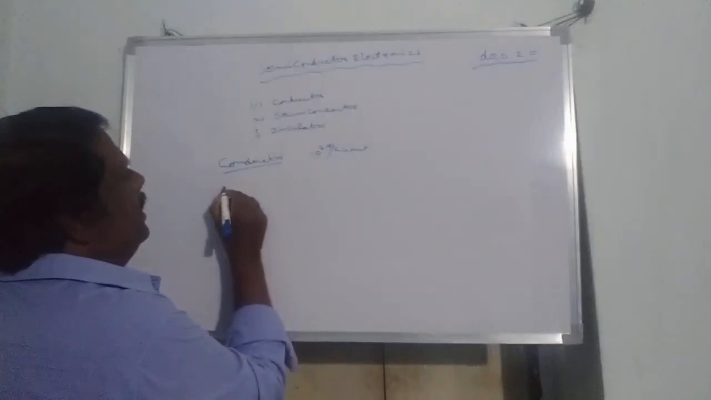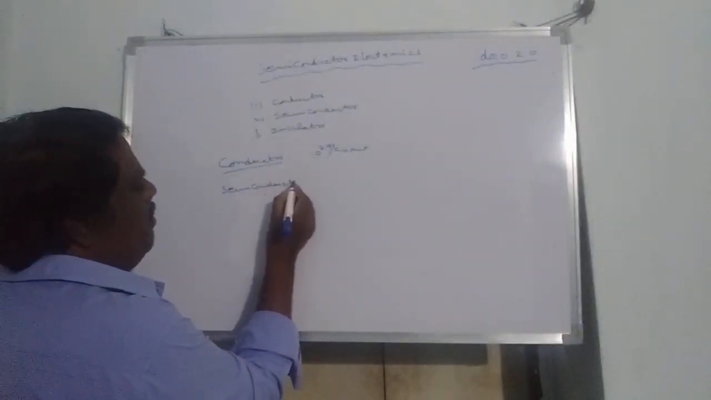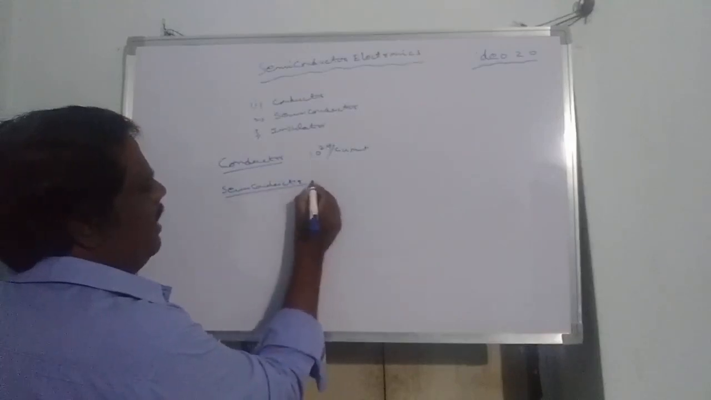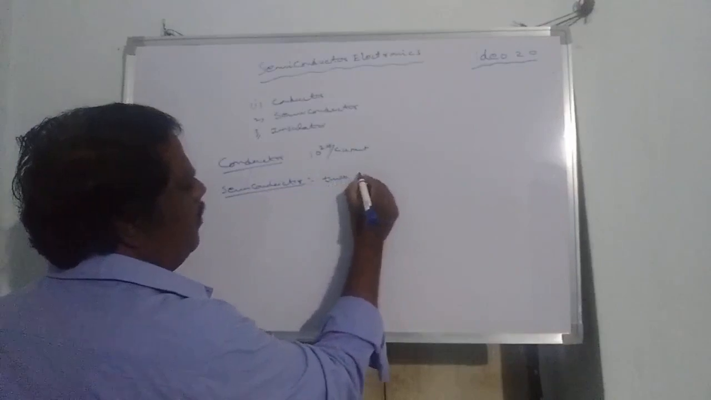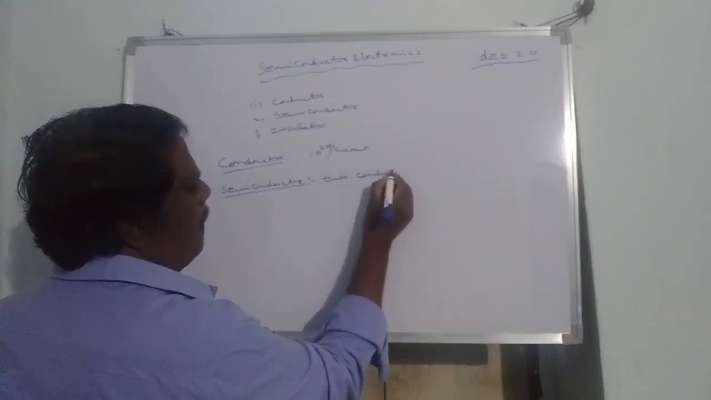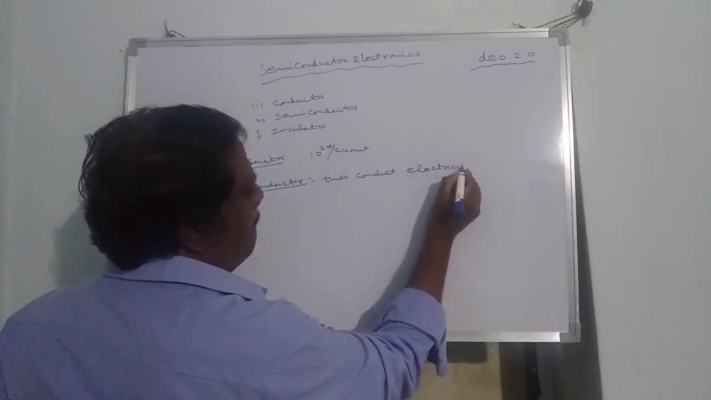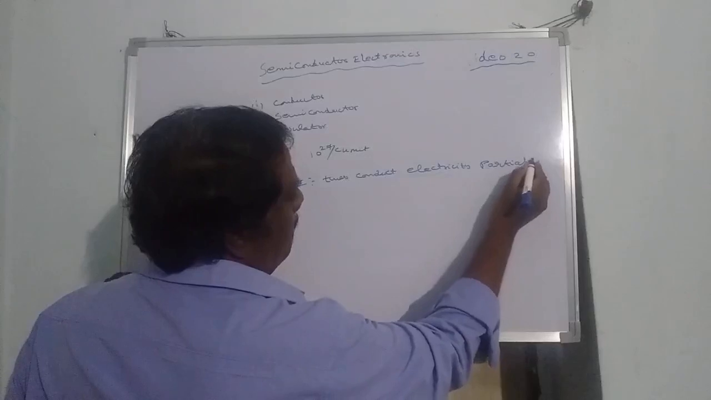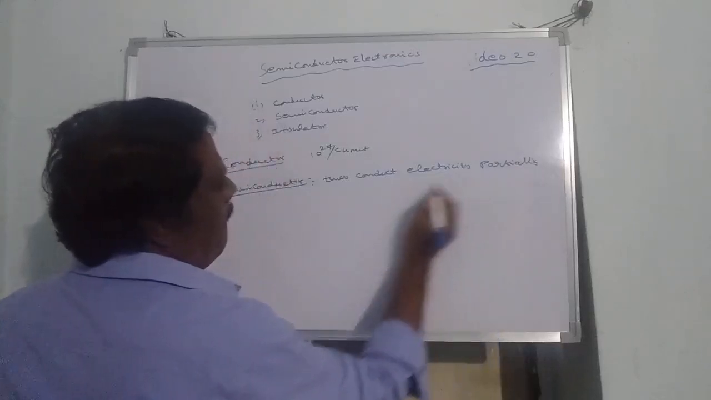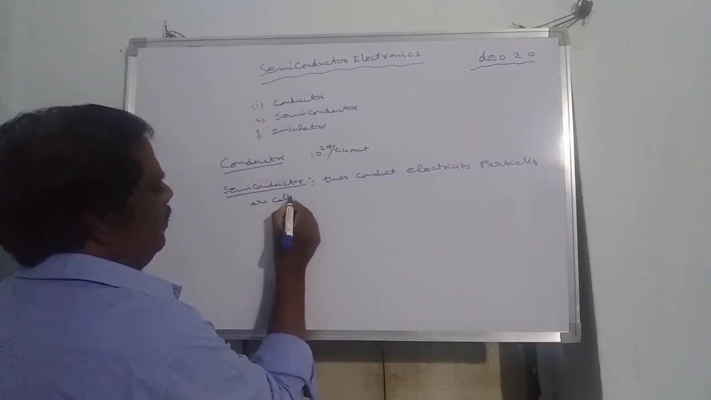Next, semiconductor. What is semi? Semi means they can conduct electricity, but only partially. Such materials are called semiconductors.